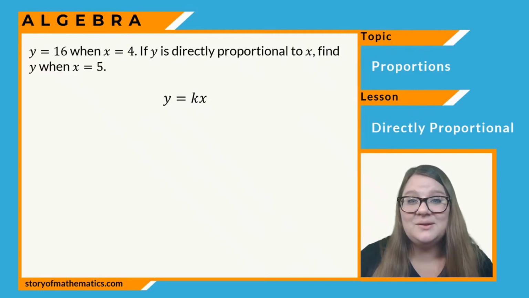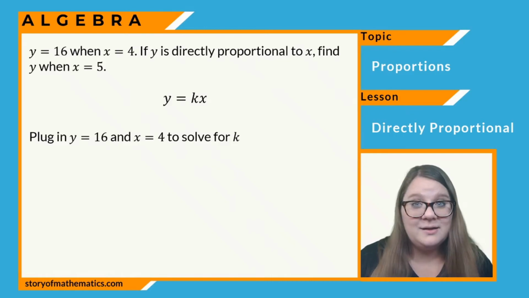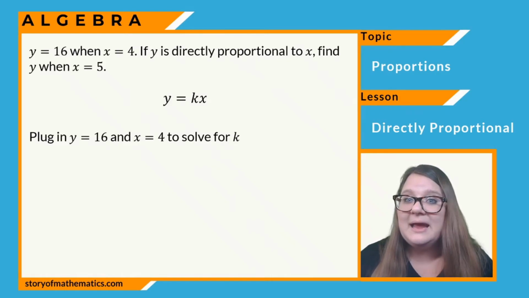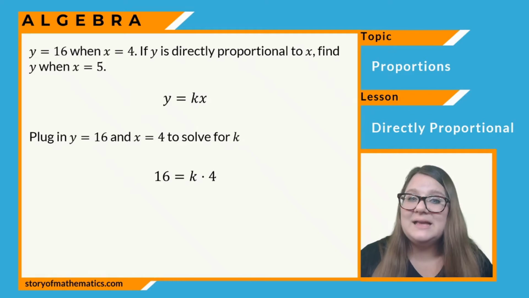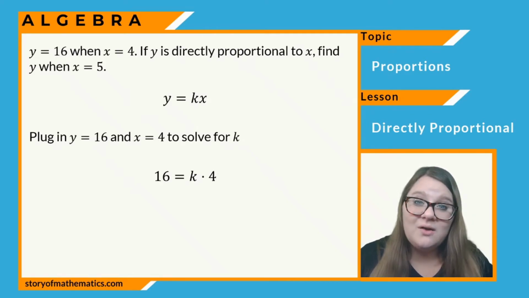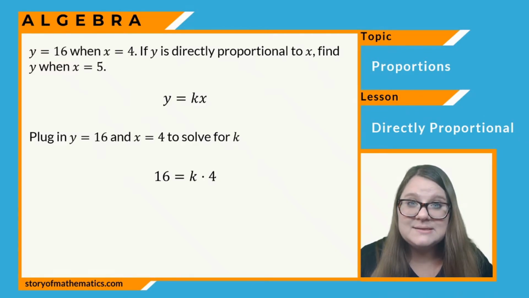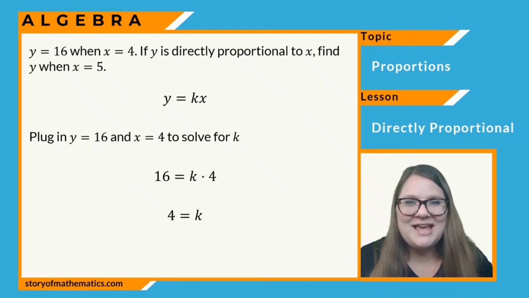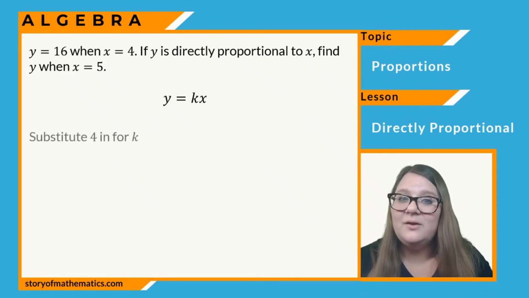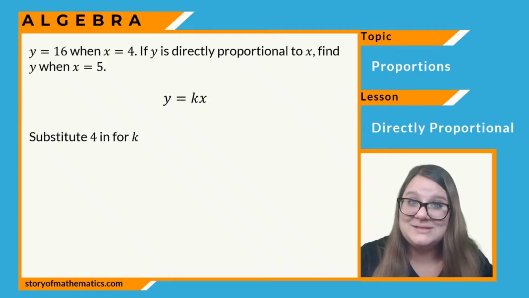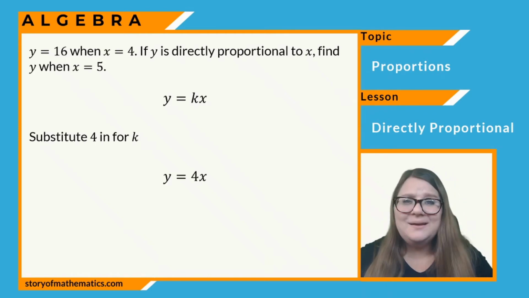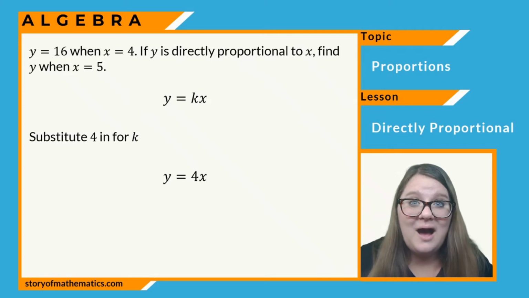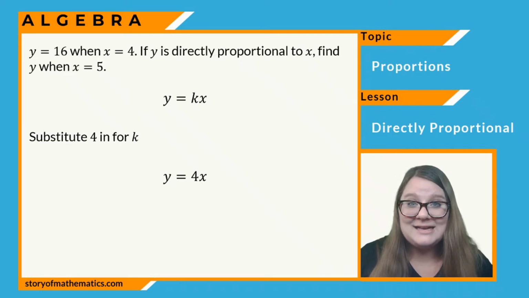So let's start with the equation y equals k times x and plug in our known pair. So we're going to plug in y equals 16 and x equals 4. That gives me 16 equals k times 4. Now, to solve for k, I'm going to divide by 4 on both sides, which is going to give me k equals 4. Now that I know my k value, I can substitute it in for my k in y equals k times x. So really, my equation that relates x and y is y equals 4x.